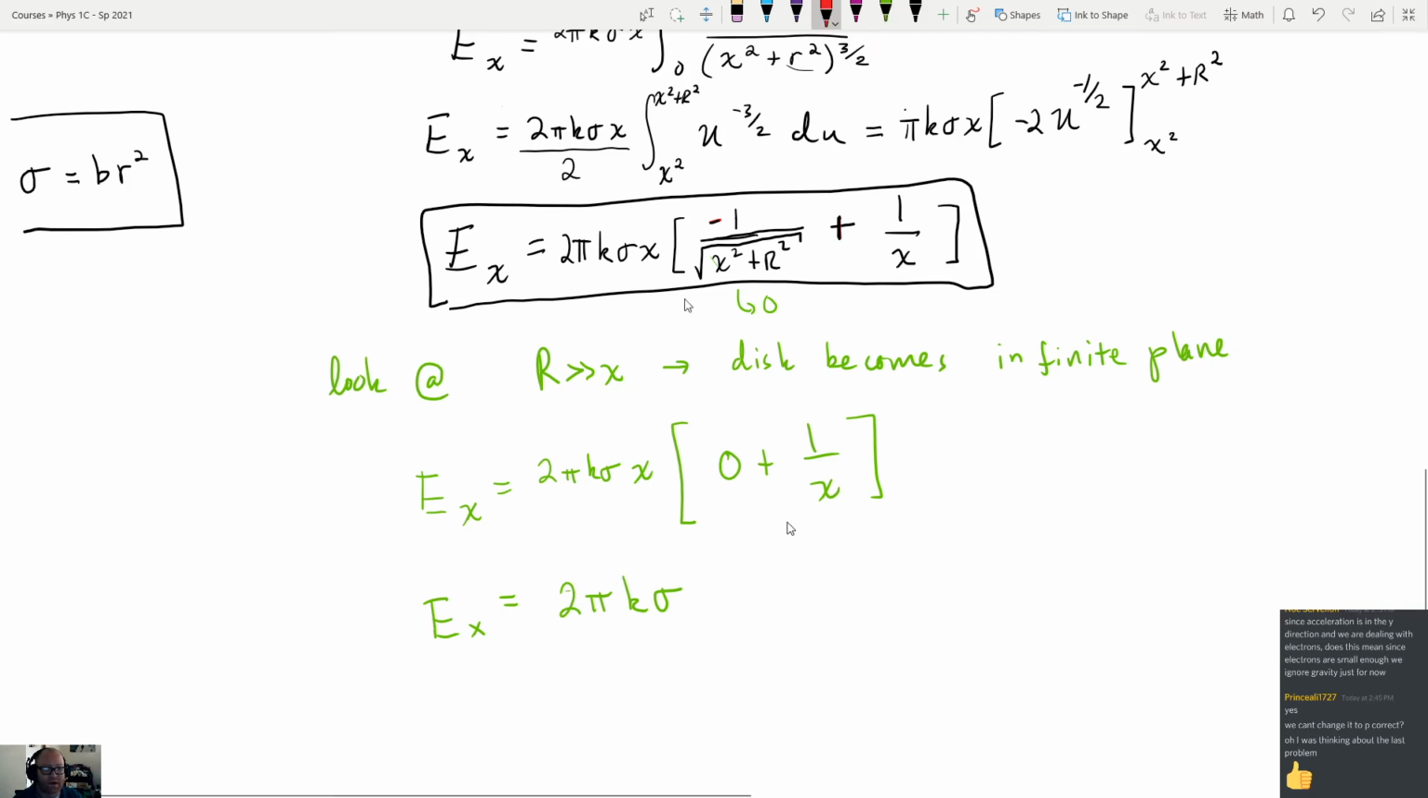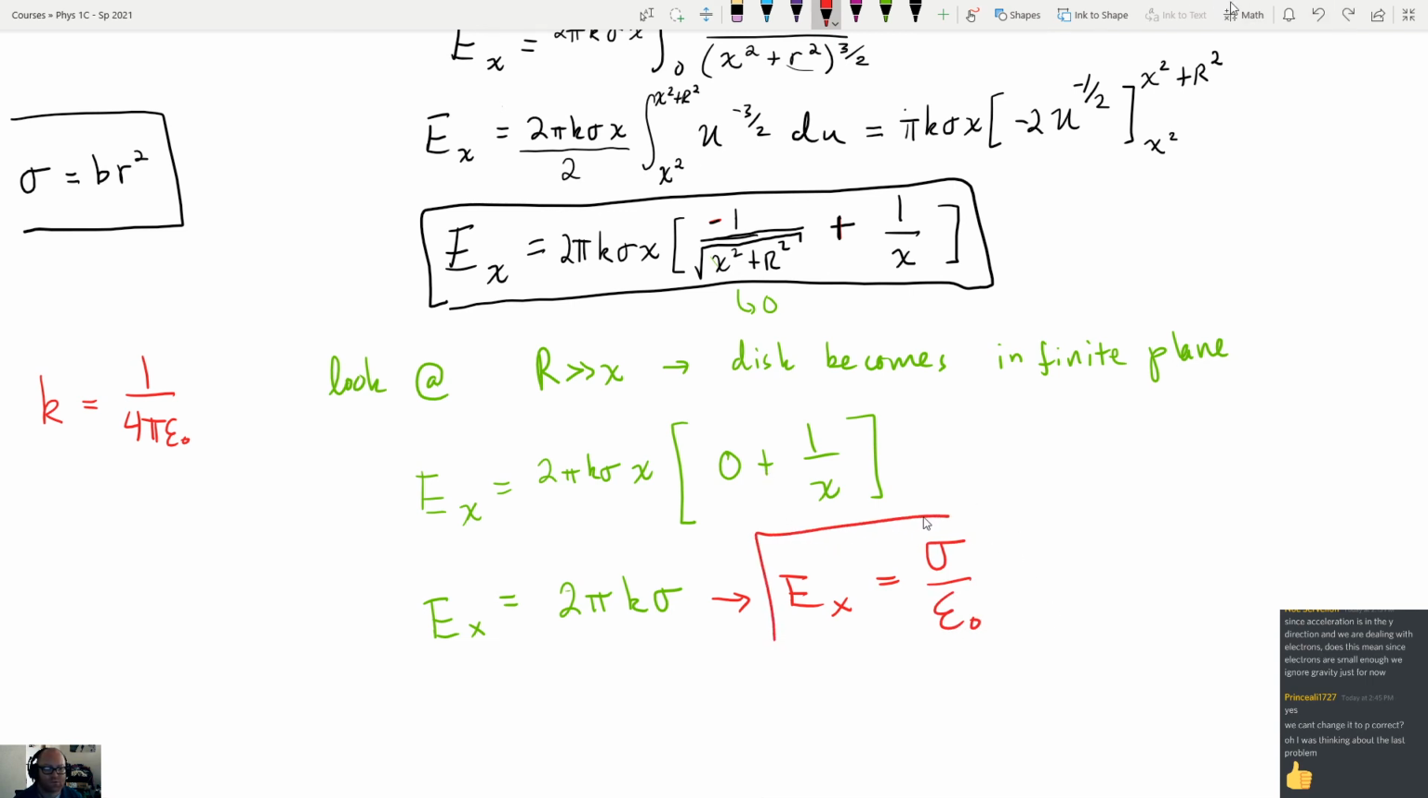Remember that we have k is equal to 1 over 4 pi epsilon naught, which is our other version of the electric constant. And if we plug that in here, what happens is that this becomes this. Sigma over epsilon naught. So the variable x has disappeared. Obviously the variable r disappeared because it's supposed to be infinitely large.